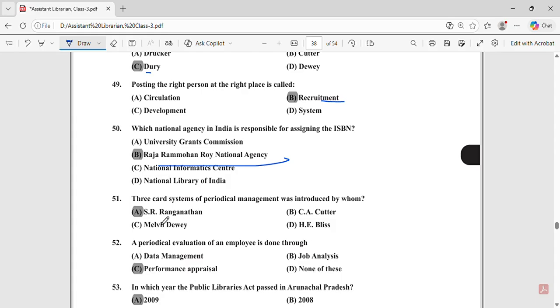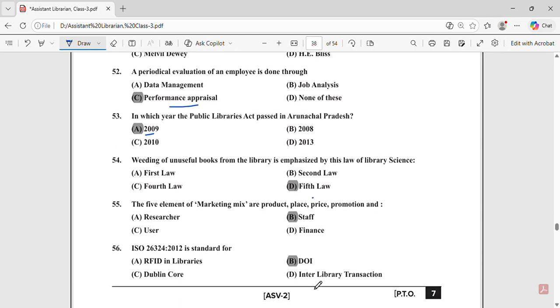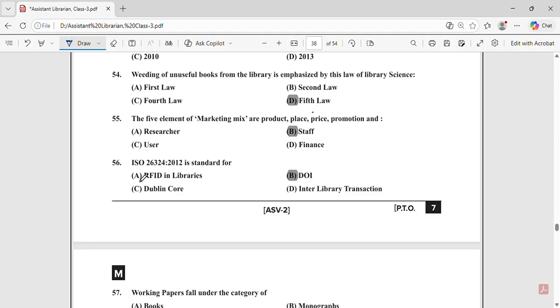Three-card system of periodical management was introduced by whom? S.R. Ranganathan. A periodical evaluation of an employee is done through the performance appraisal. In which year was the Public Library Act passed in Arunachal Pradesh? 2009. Reading of unuseful books from the library is emphasized by this law of library science. Fifth law. The five elements of marketing mix are product, place, price, promotion, and staff.